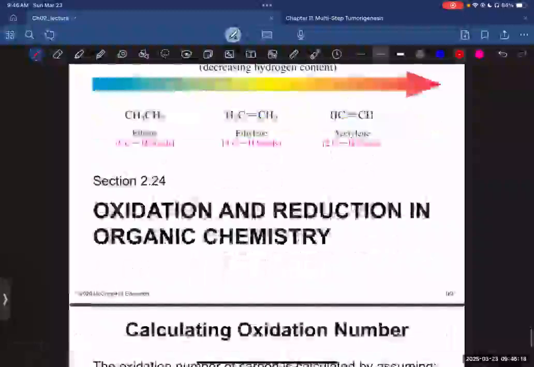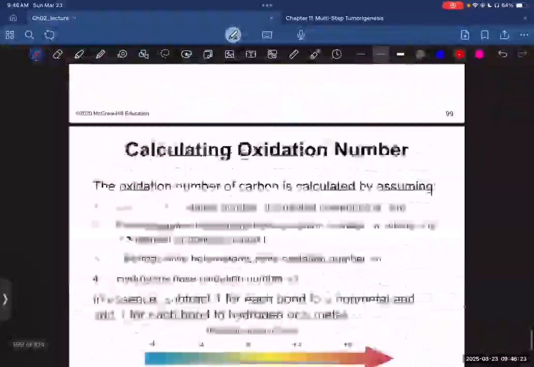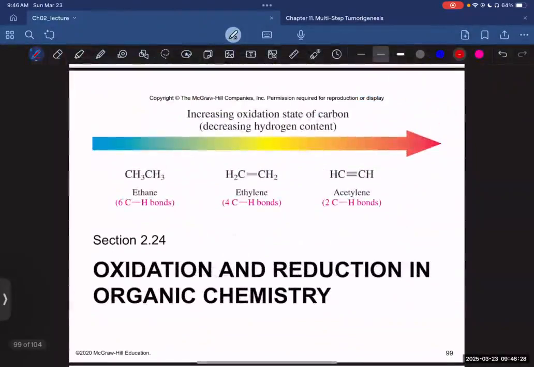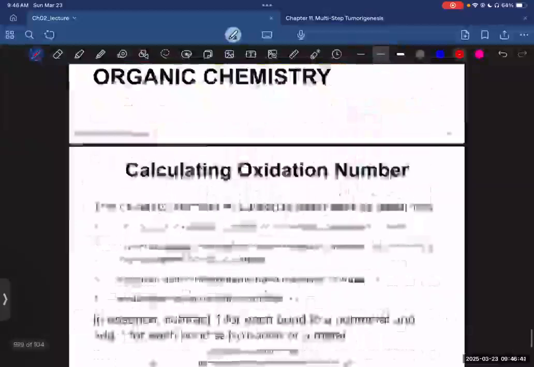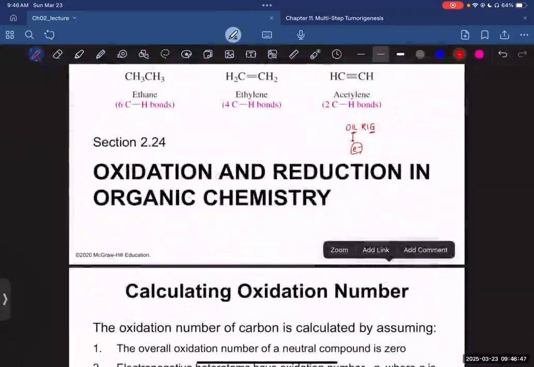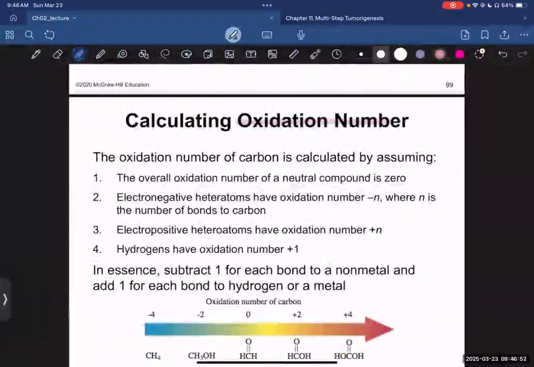And now let's talk about oxidation and reduction. Now, oxidation and reduction is pretty simple. I'm sure you guys have all heard of OIL RIG. Oxidation is loss, reduction is gain. And so what are they losing and what are they gaining? They're talking about electrons. So when we look at this type of oxidation and reduction reaction, we are going to try to find out what's called the oxidation number.